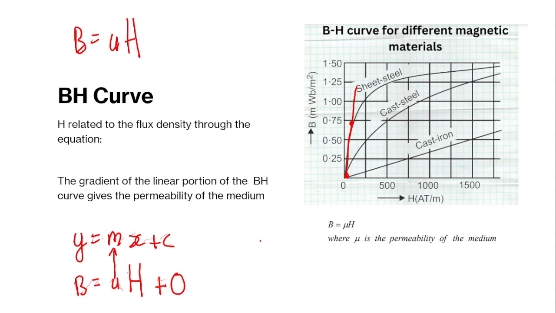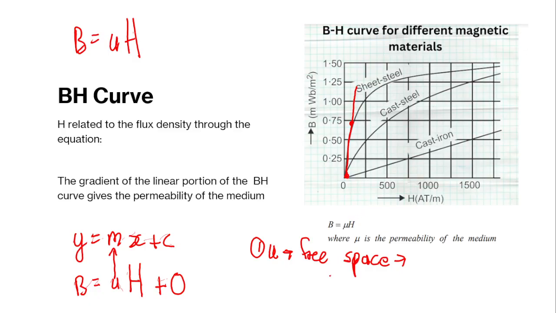So 2 questions. If the medium is free space, would mu be mu 0 or would it be mu r by mu 0? Which one do you think it will be? It will be mu 0, because it's free space. So anytime it says a non-ferromagnetic material, it will be mu 0, because the relative permeability is 1.